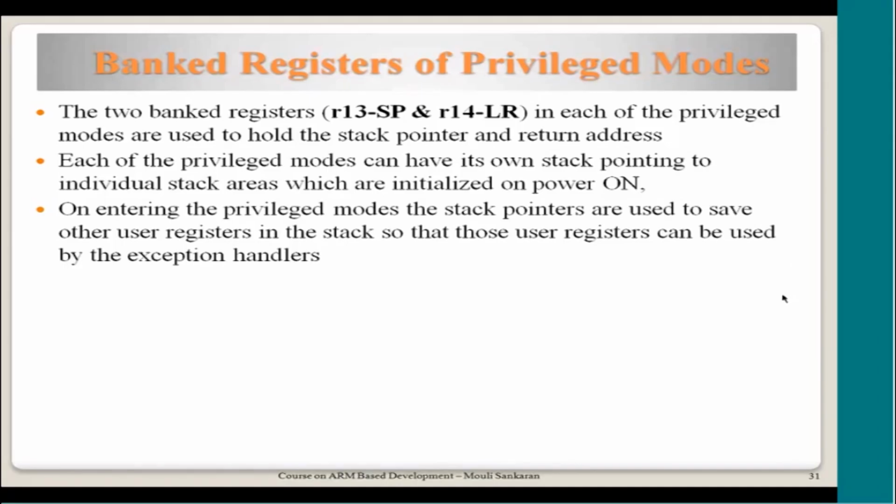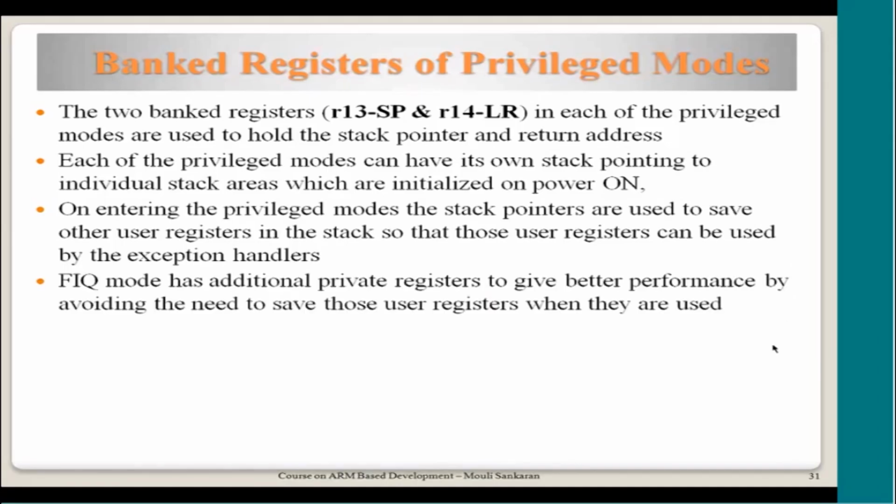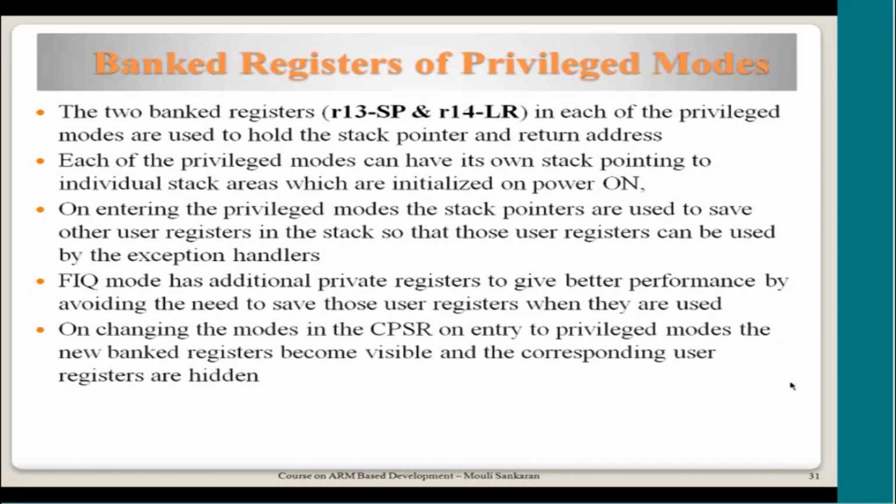Okay, the exception handlers. But FIQ is given additional registers because it doesn't have to save those registers, since it gets those sets of registers, so it can perform the operation much faster than the rest of the privilege mode exceptions. So as I told you, when the CPSR contents are modified, the new registers become visible based on which privilege mode is written into the CPSR.